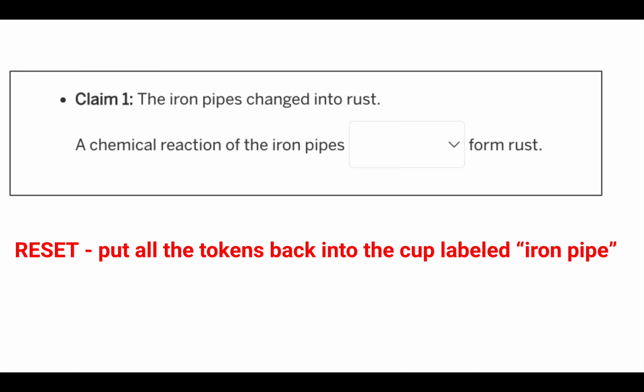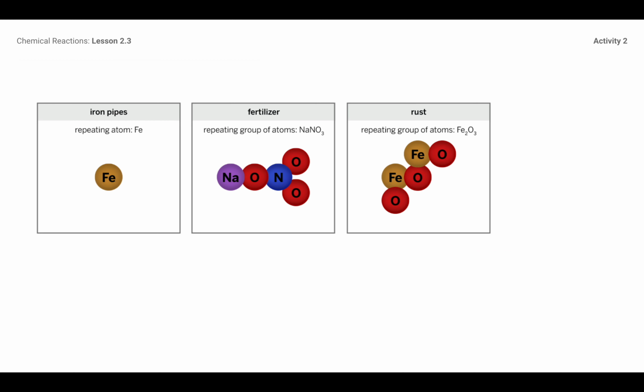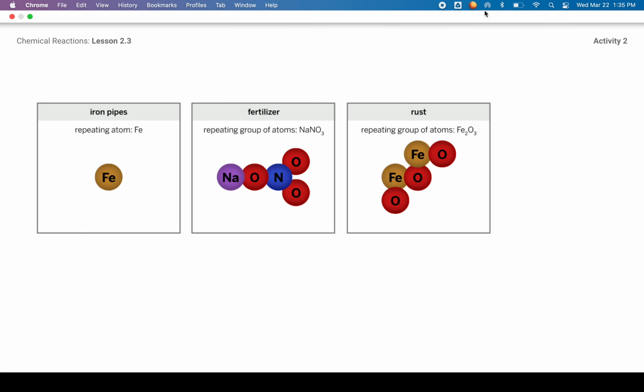So then I had the kids put all the tokens back into the cup, and then I had them build one fertilizer model or molecule from the tokens in the cup labeled fertilizer. That means they took out 1 purple sodium, 3 red oxygens, and 1 blue nitrogen. And I asked them what the definition of a molecule was. A molecule, as you know, is a group of atoms arranged in a particular order. So they couldn't just throw all of those atoms together. We had to organize them exactly in this manner.